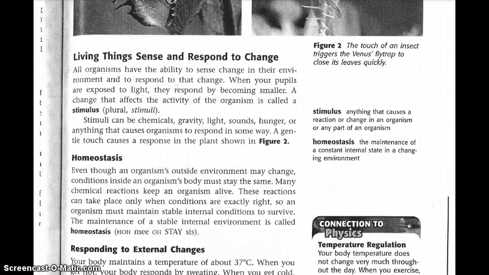Living things sense and respond to change. All organisms have the ability to sense change in their environment and to respond to that change. When your pupils are exposed to light, they respond by becoming smaller. A change that affects the activity of the organism is called a stimulus. The plural, stimuli. Stimuli can be chemicals, gravity, light, sound, hunger, or anything that causes an organism to respond in some way. A gentle touch causes a response in a plant, shown in Figure 2.